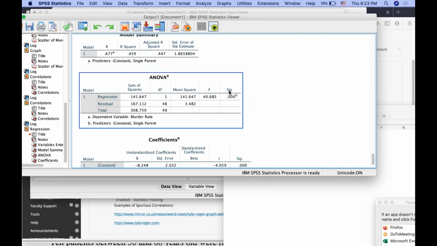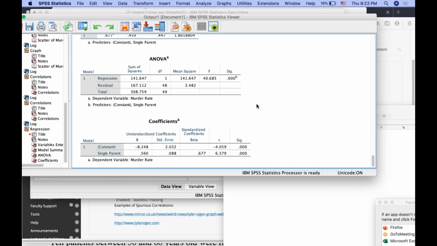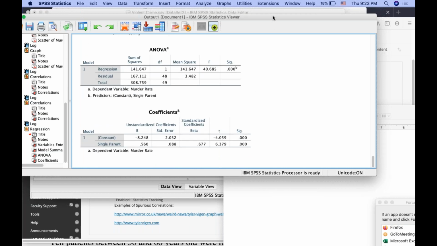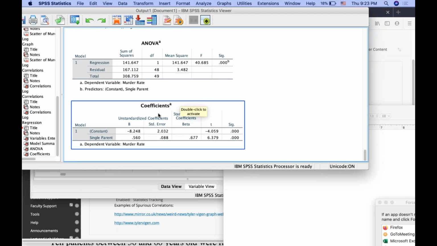So the next thing I'm going to look at is the significance. This gives you a more detailed view of how the significance is calculated. It's basically a form of ANOVA, and the significance is 0.000. So we know that correlation is statistically significant. It's not due to chance.